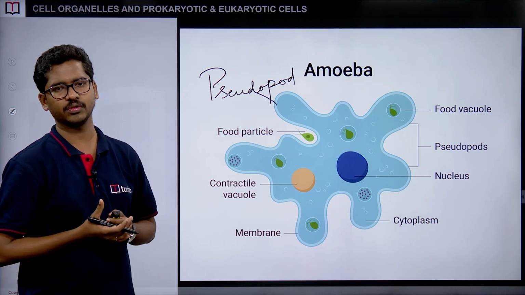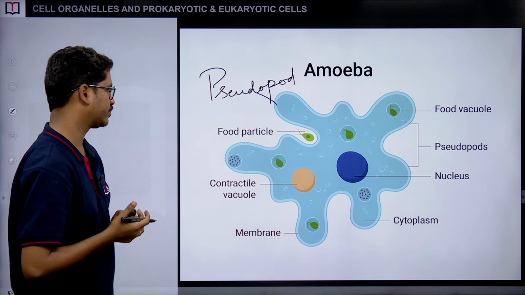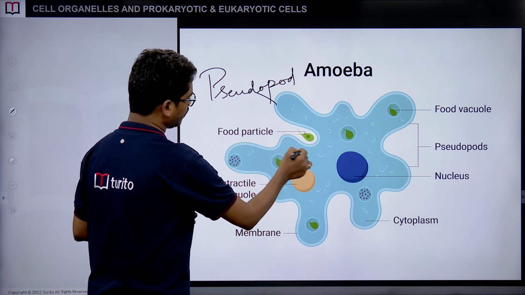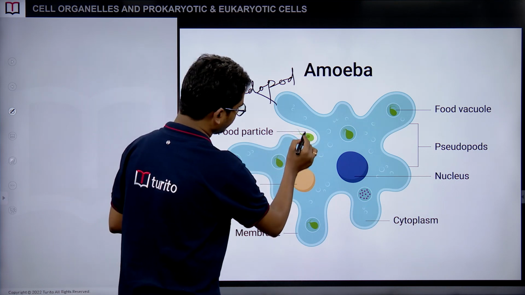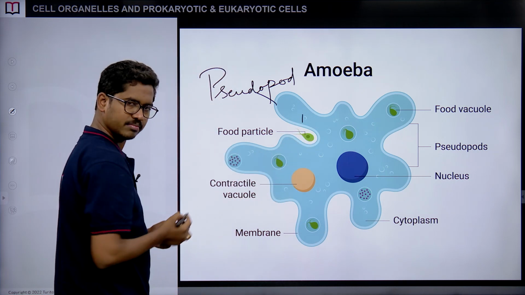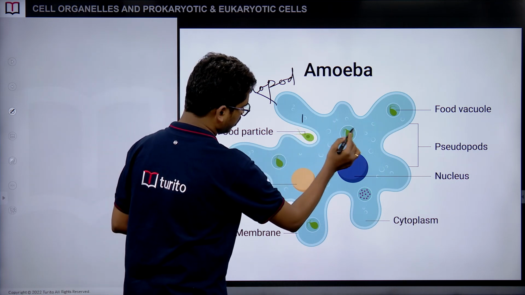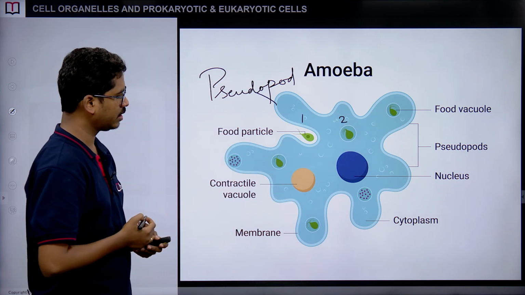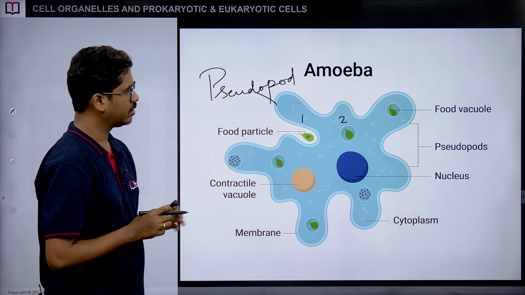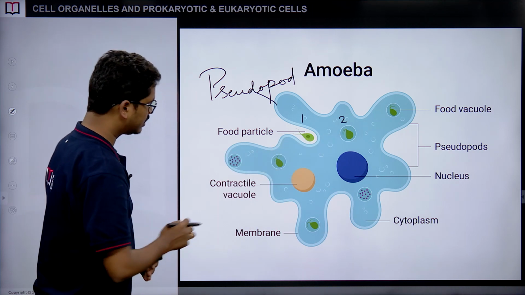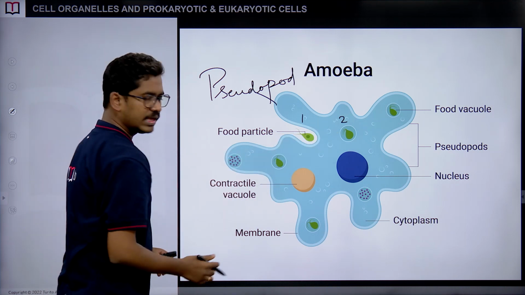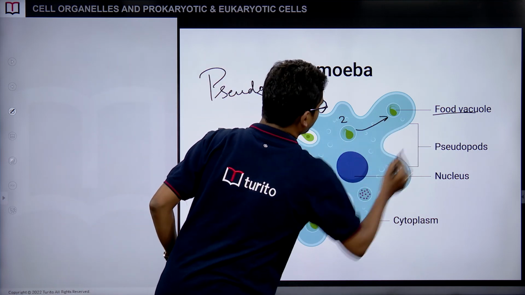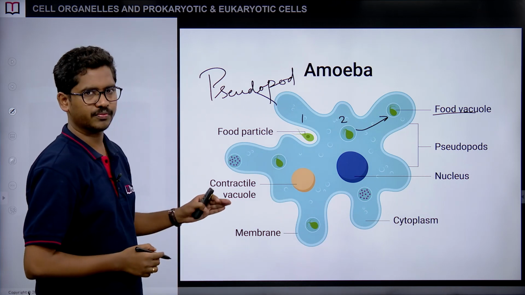Pseudo means false, podia means feet. Now, when it is trying to consume this one, it engulfs it. So ultimately, what happens? Let us say this one be the first step and you see this to be the second step. That is quite simple. Now, what is this? What you are looking at here is nothing new to you, which is actually the food vacuole.